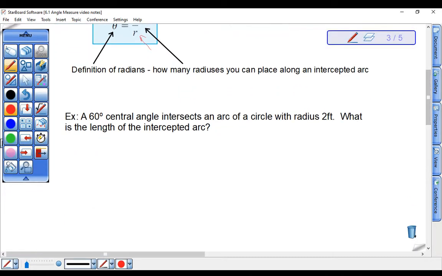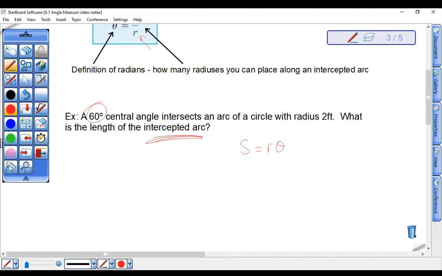So let's say we have a 60-degree central angle and it intersects an arc of a circle with a radius of 2 feet. What is the length of the intercepted arc? So we're looking for arc length. Well, remember, here's our formula. S equals r theta. Now, they only gave us a 60-degree central angle.